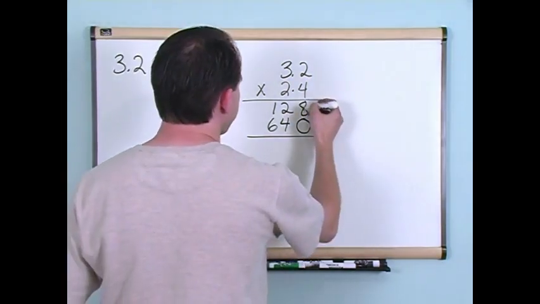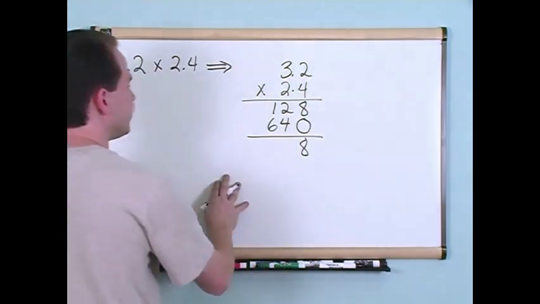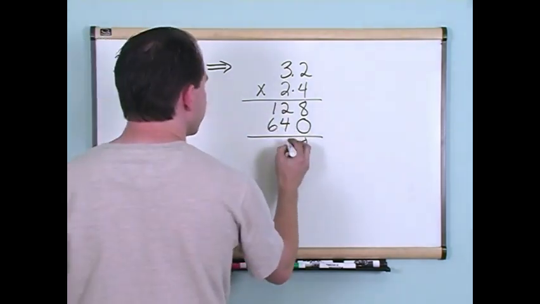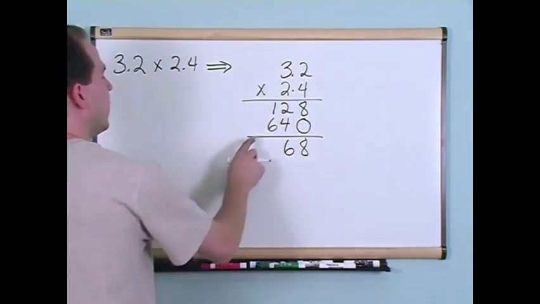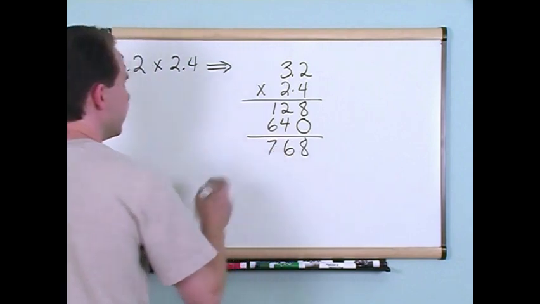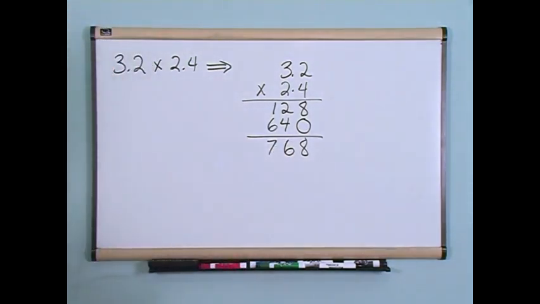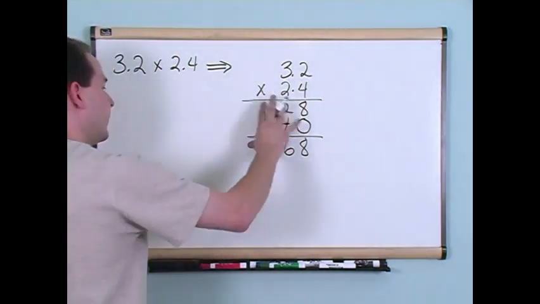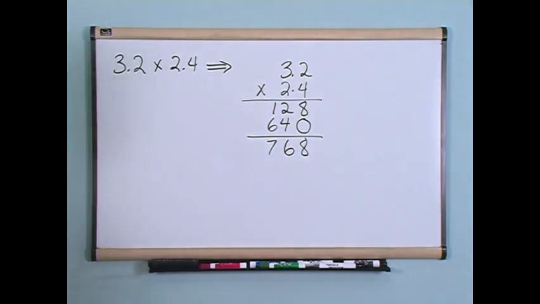Now we're going to add these up. 8 plus 0 is going to give us 8. 2 plus 4 is going to give us 6, and 1 plus 6 is going to give us 7. So we've done the problem exactly as we usually do. We haven't even looked at the decimals.